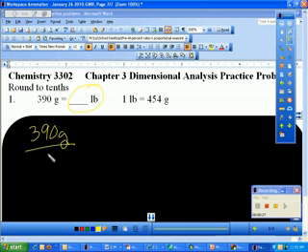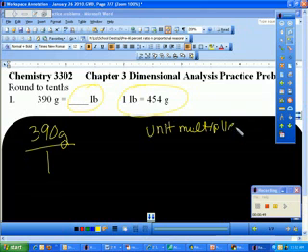So we're going to do 390 over 1 so that we can use dimensional analysis, because it kind of needs to be in the form of a fraction, even though we don't have anything on the bottom like the example we did yesterday. And they were nice enough to give us the unit multiplier that we're going to need in order to be able to solve this one. And in this case, it's 1 pound equals 454 grams.